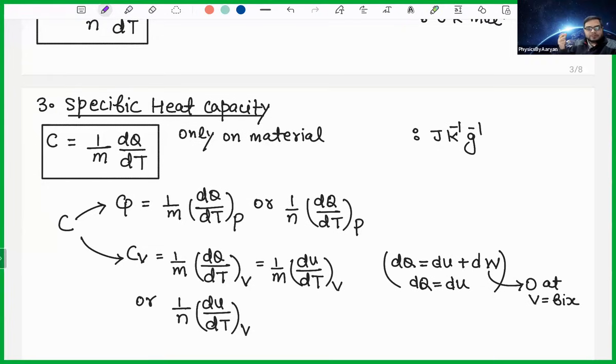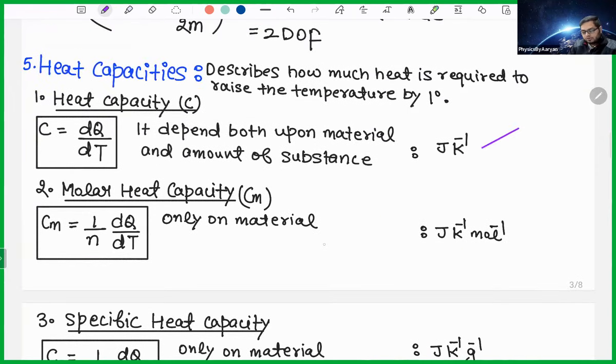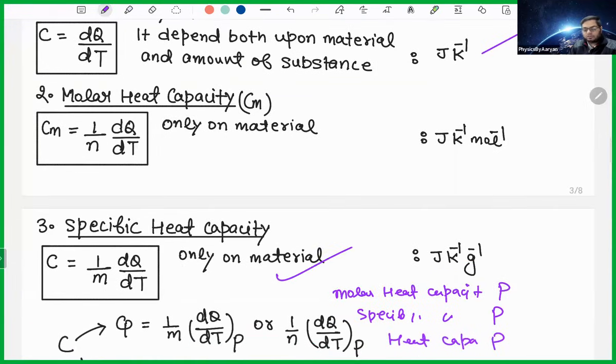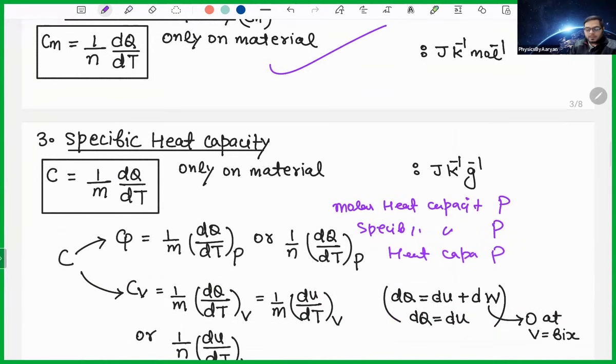Now, Cp means constant pressure. Cv means constant volume. Now you can define any of them. You can define molar heat capacity at constant pressure. You can even define specific heat capacity at constant pressure, or you can simply define heat capacity at constant pressure. So each of these can be defined at constant pressure. If you are defining molar specific heat at constant pressure, is this thing correct?